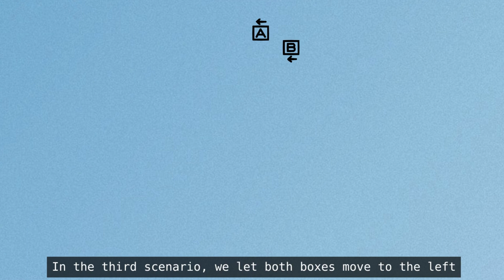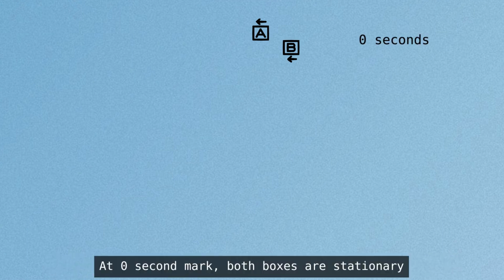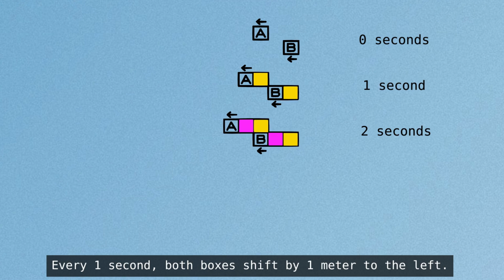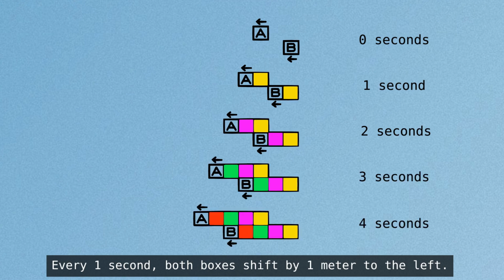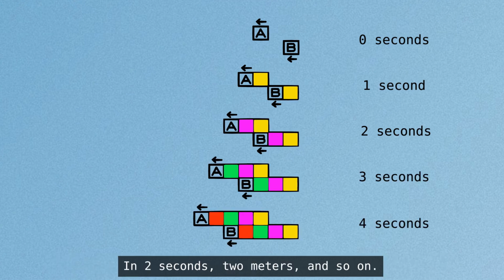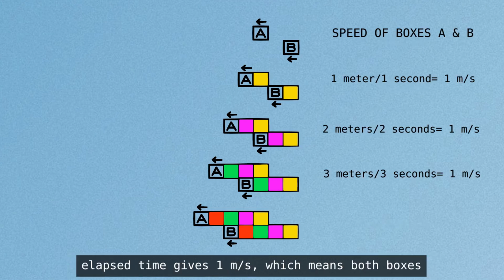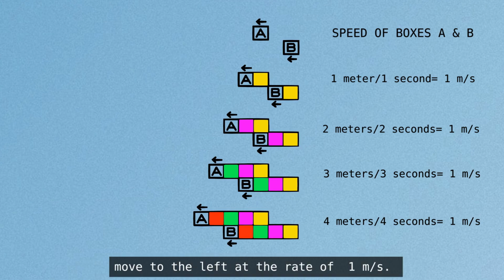In the third scenario, we let both boxes move to the left. At the 0 second mark, both boxes are stationary and are 1 meter apart. Every 1 second, both boxes shift by 1 meter to the left. In 2 seconds, 2 meters, and so on. By dividing the length of the shaded spaces by the elapsed time, we get 1 meter per second, which means both boxes move to the left at the rate of 1 meter per second.